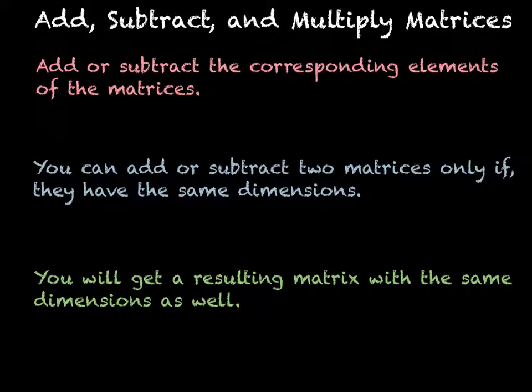Add, subtract, and multiply matrices. To add or subtract any two matrices together, you need to add the corresponding elements of the matrices. So you can only add or subtract two matrices if they have the exact same dimensions, or are the same size. You will get a resulting matrix that is also the same dimensions as well.